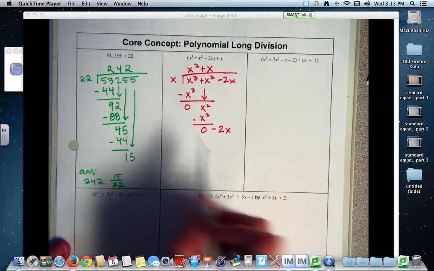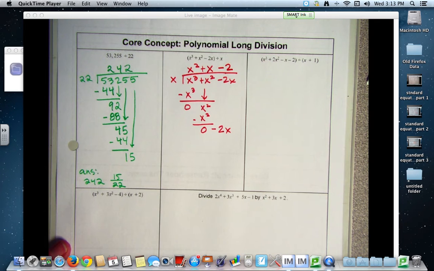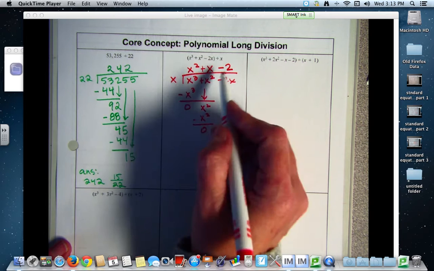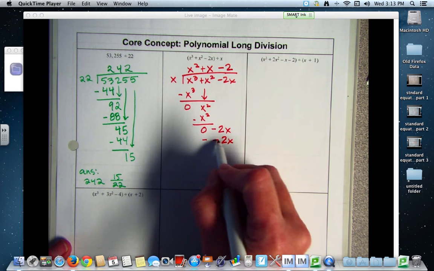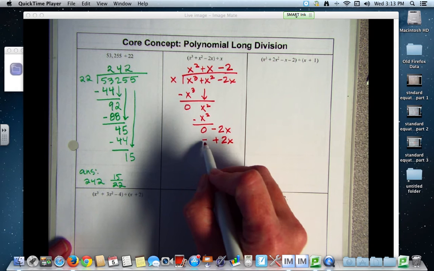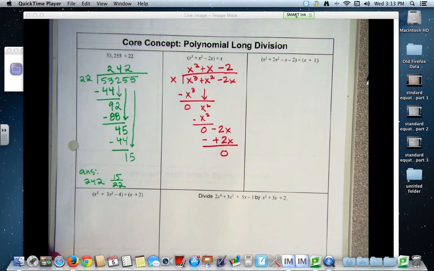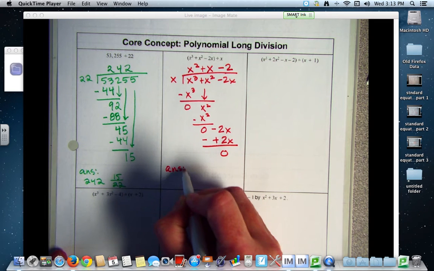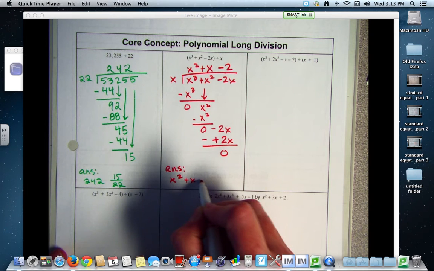What times x gives us negative 2x? It is negative 2. Multiply them together, we get negative 2x. And the opposite, we have 0. So our answer is x squared plus x minus 2.